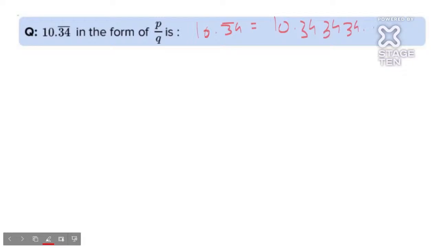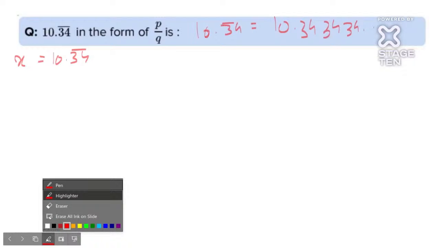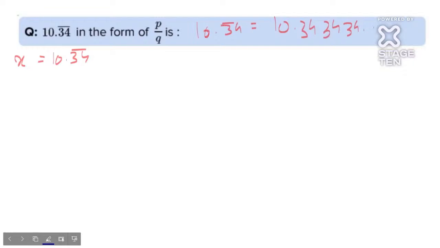So how will I write it? Let's take a variable x, so that x is equal to 10.34 bar. Now, there are two digits repeating. So I will multiply by 100 on both sides. Why? Because two digits are repeating, so I'm taking a number with two zeros.